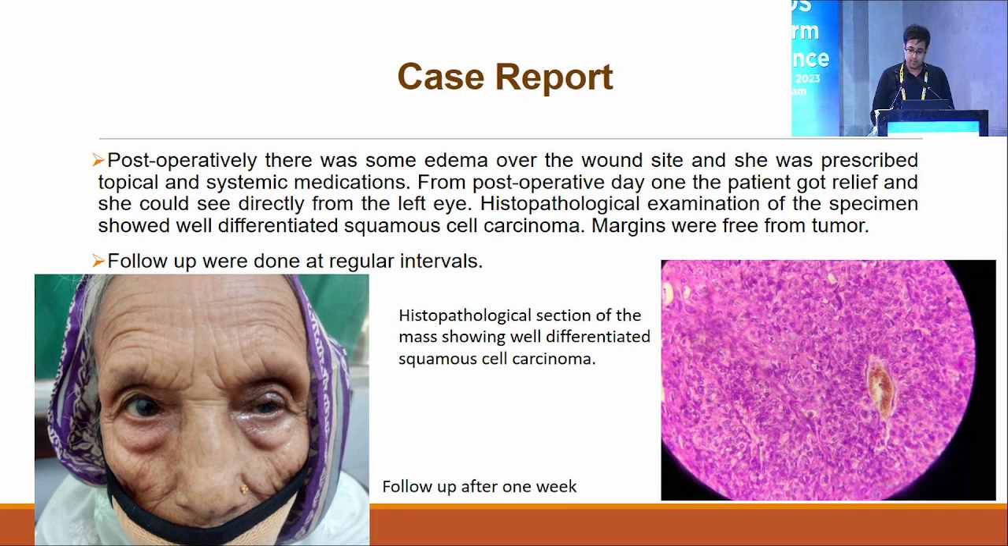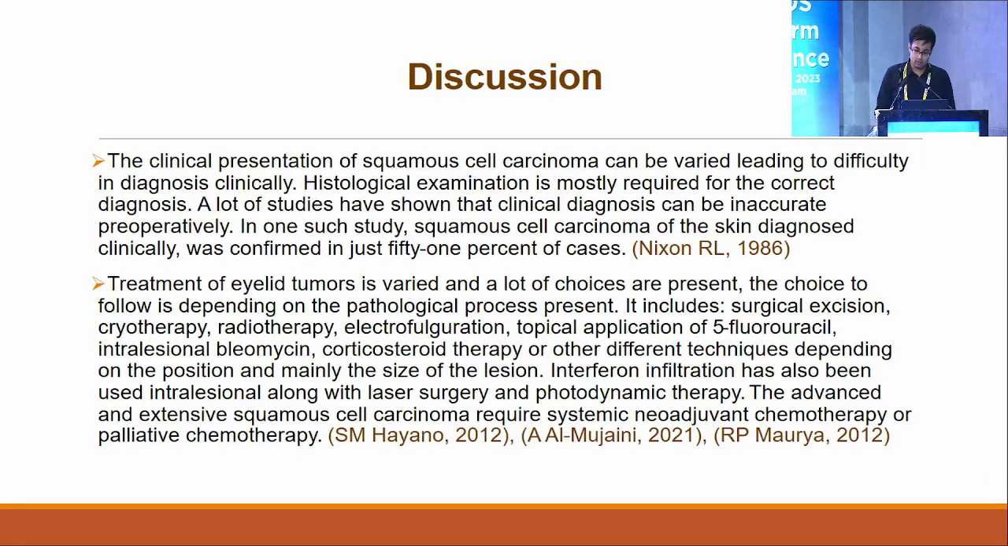Histopathologic examination of the specimen showed well-differentiated squamous cell carcinoma. The margins were free from tumor. Follow-up was done at regular intervals and she improved. After 1 week, we can see she has drastically improved. So, the presentation of squamous cell carcinoma can be varied, leading to difficulty in diagnosis clinically. The histopathological examination is mostly required for the correct diagnosis. A lot of studies have shown that clinical diagnosis can be inaccurate preoperatively. In one such study, squamous cell carcinoma of the skin diagnosed clinically was confirmed in just 51% of cases only.